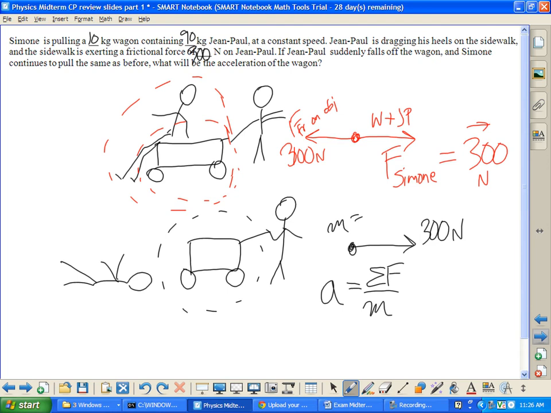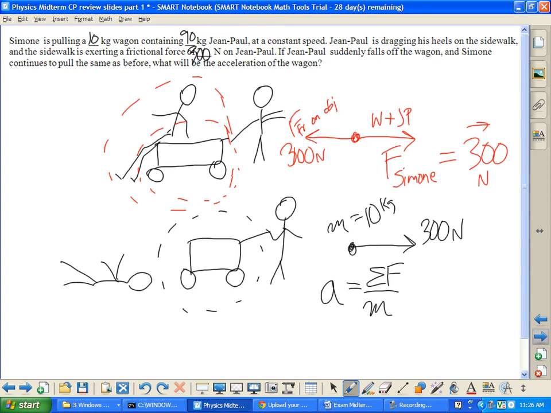Now the mass would just be 10. So that means 300 divided by 10 is 30. The acceleration equals 30 meters per second squared.